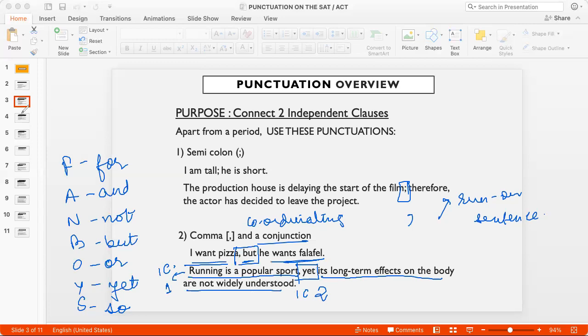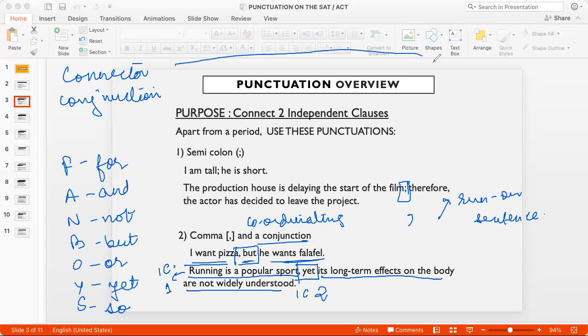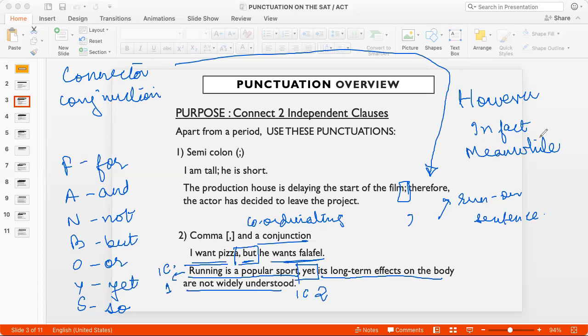Remember that a connector is not the same as a conjunction, right? A connector is words like therefore. It is words like however. It is words like in fact, meanwhile, right? So connectors are words that give definition, that provide transition between sentences. They give you a sense of what the sentences are trying to say. And so when you see a connector, you would think of it as starting a new sentence. And so you would put a semicolon before it, right?